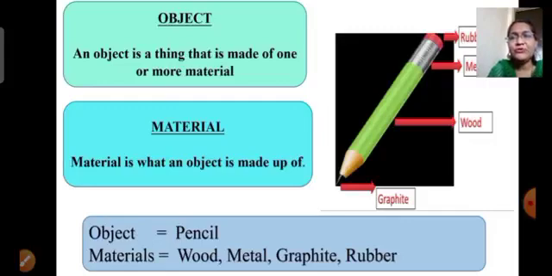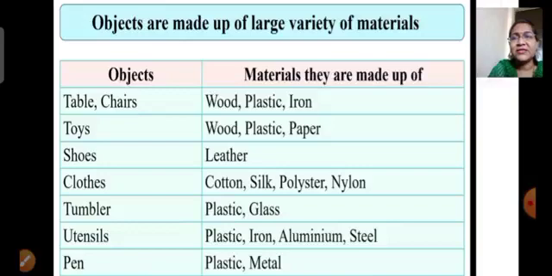Now you need to understand two important things. First, an object could be made up of a large variety of materials. What I mean to say is that a table or a chair could be made up of wood or plastic or iron. Similarly, utensils could be made up of plastic or iron or aluminium or steel. Your clothes could be made up of cotton fabric or silk fabric or polyester or nylon.